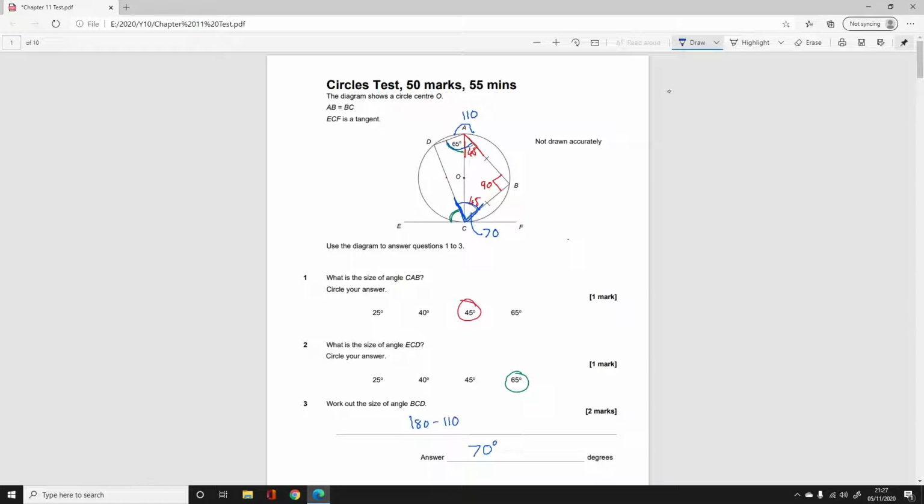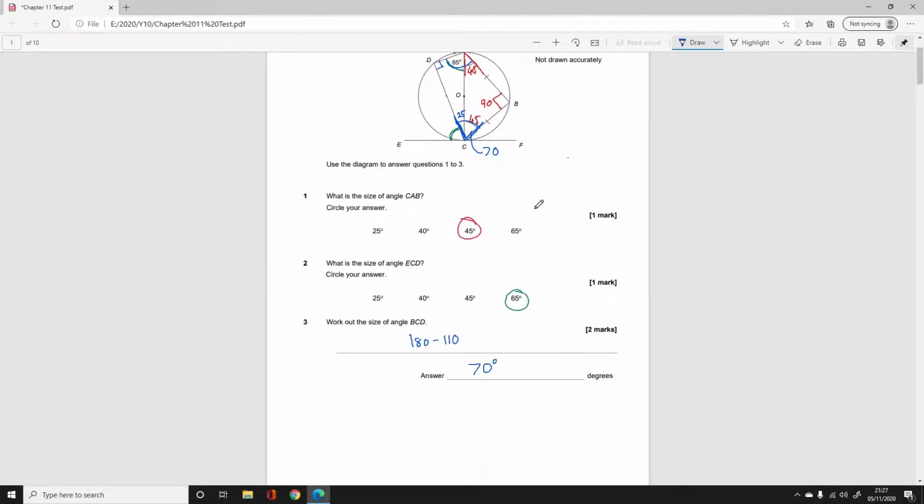Another way of doing it will be to work out that this angle is 25, as it's part of a right angle triangle with the 65, add that to the 45 and get 70 as well. But cyclic quadrilateral way is neater.